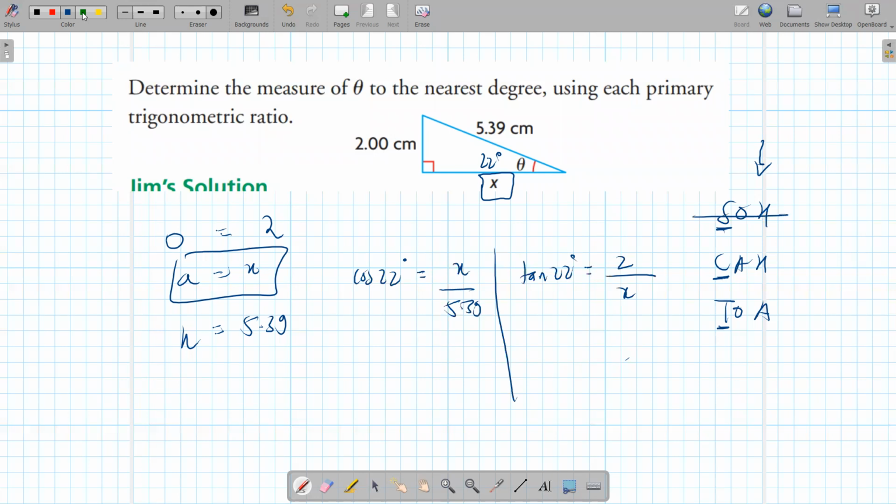But if you use this, there's an unknown in the denominator. Let's do it both ways. They will both give us the same value for x. How do we solve this equation for x? You multiply both sides by x. Yeah, good. You multiply both sides by x, and then what do you do?